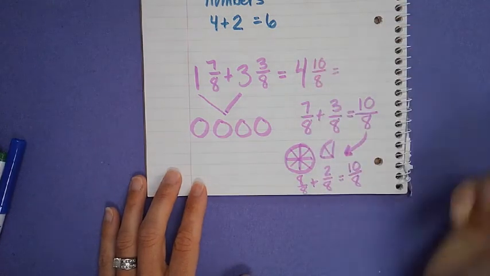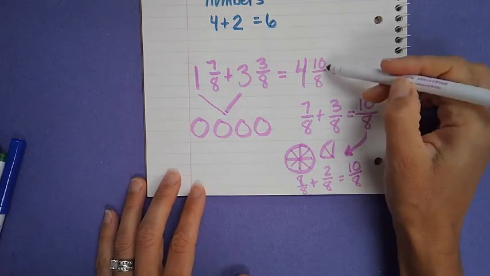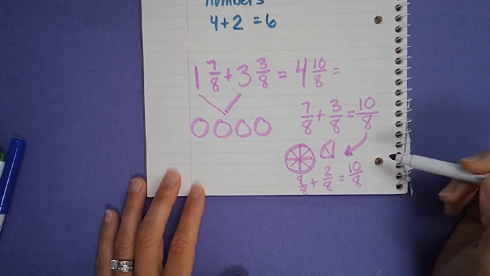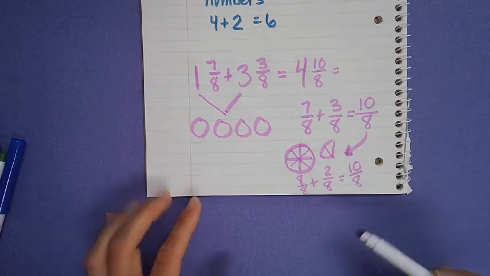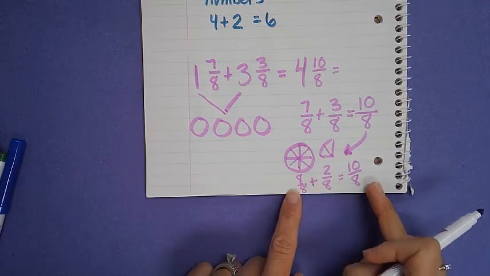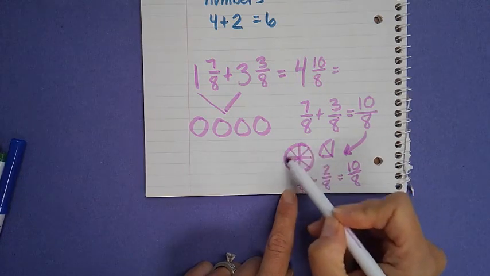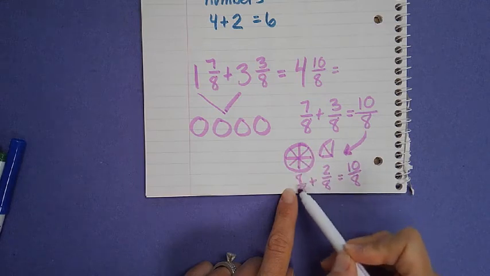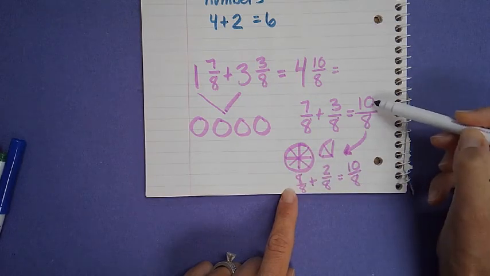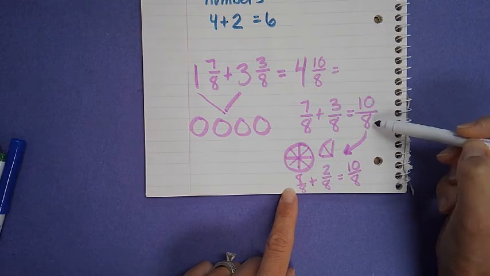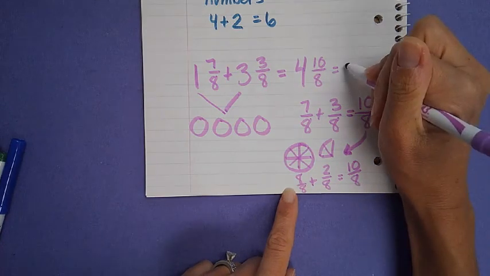But I can't leave it as 4 and 10 eighths because we don't leave these fractions as improper or fractions greater than 1. So I see when I broke the 10 eighths apart down here, just like we did in class earlier this week, I have another whole. So I have a whole 8 eighths because I know that 8 eighths is a whole with the denominator of 8. So that's going to become another 1.